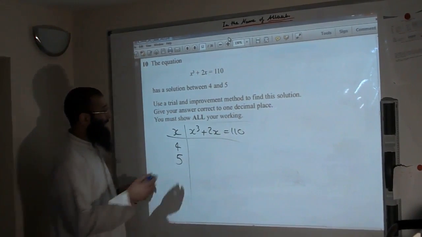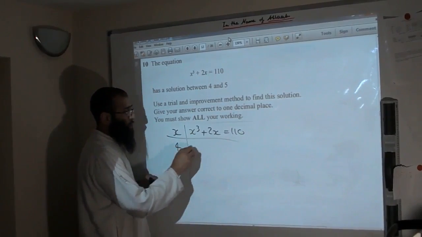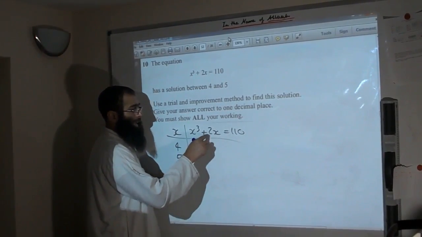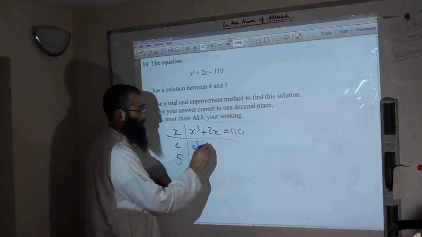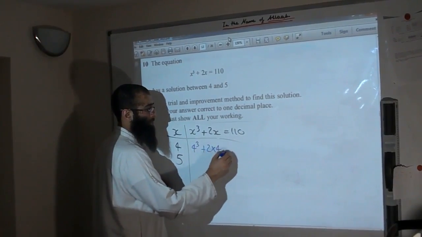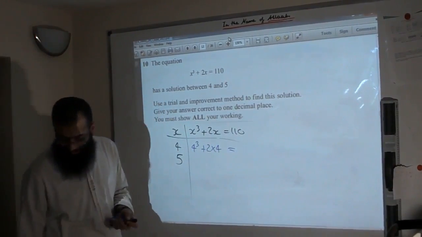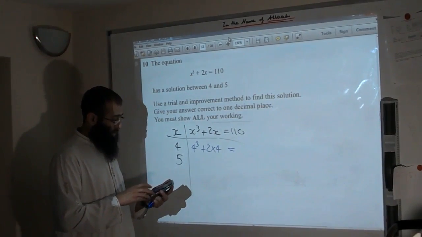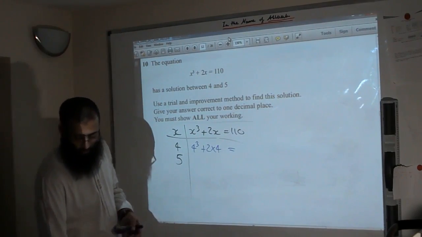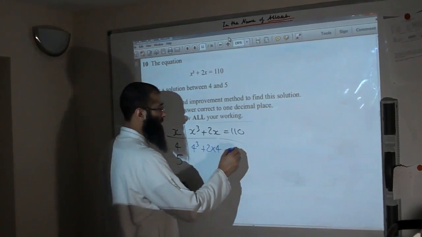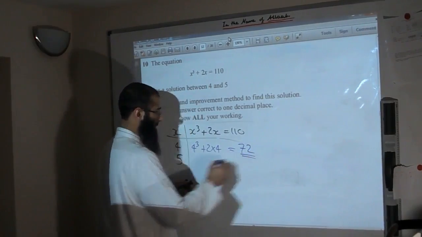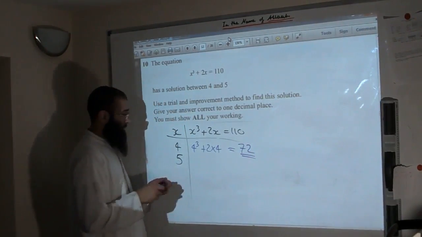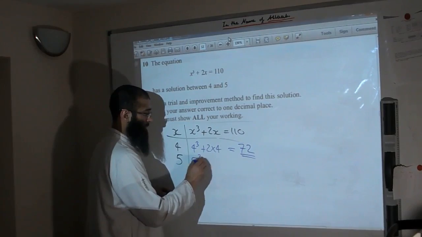Now, we need to put the values into the calculator. So x cubed is 4 cubed, add 2 times x, which is 2 times 4. So as we see it there, please put it into your calculator. So you have 4 cubed plus 2 times 4. 72. Right, the next one. 135.